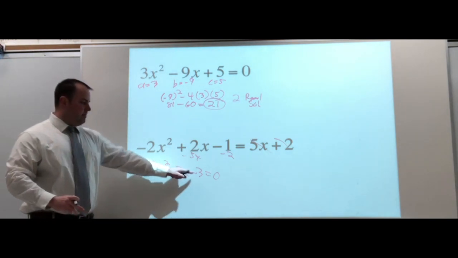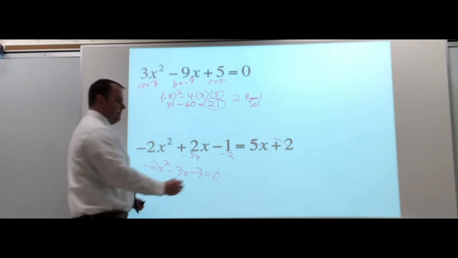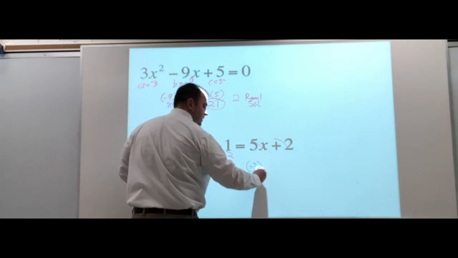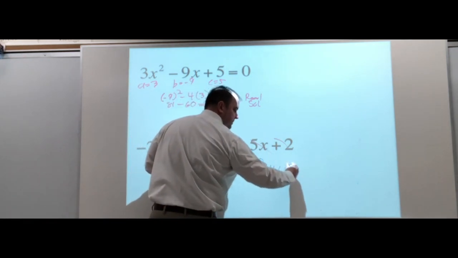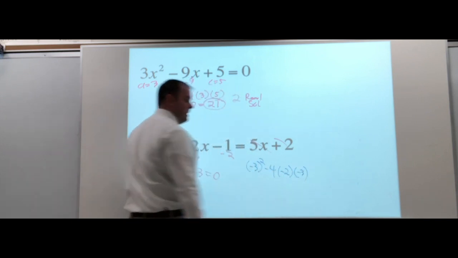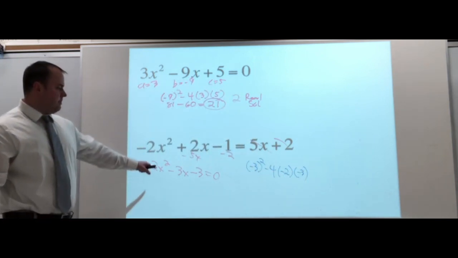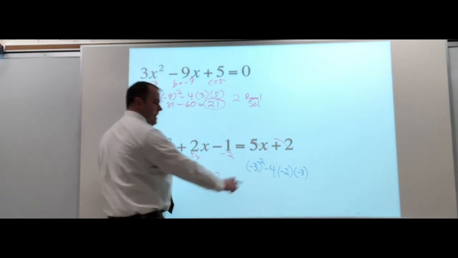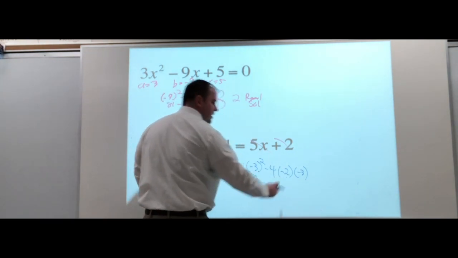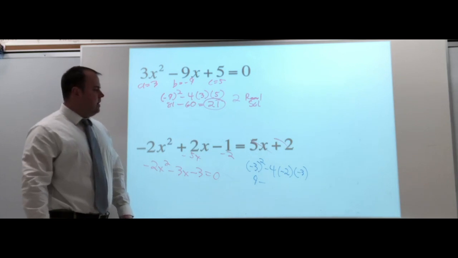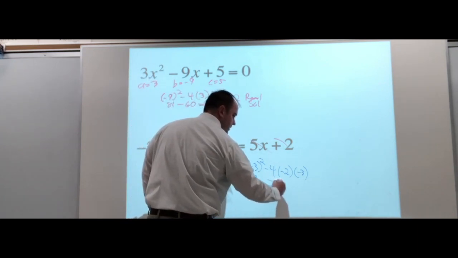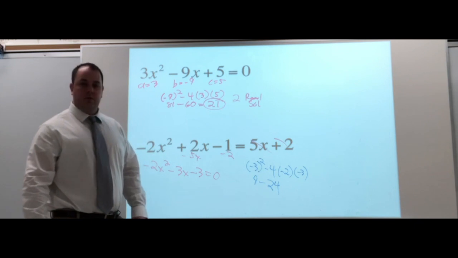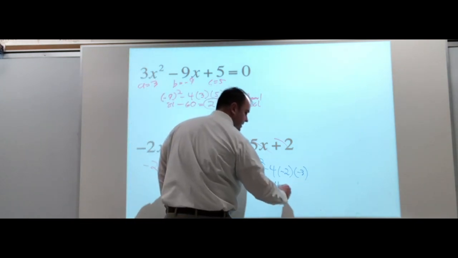Picking out my a, my b, and my c, a lot of negatives, so again, be careful. We have negative 3 squared, 4 times negative 2 times negative 3. Okay, checking my signs, okay. Doing the multiplying now. 9 minus, we have negative 8 times negative 3, we get positive 24. So we have 9 minus 24 gives us negative 15.